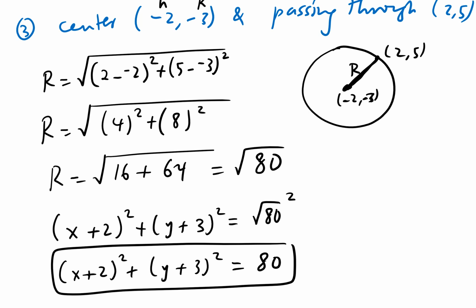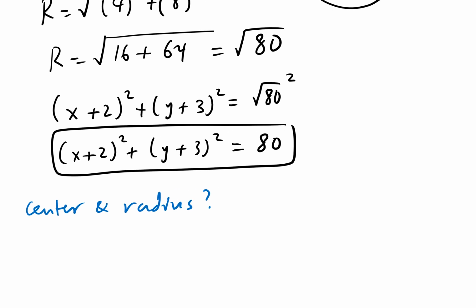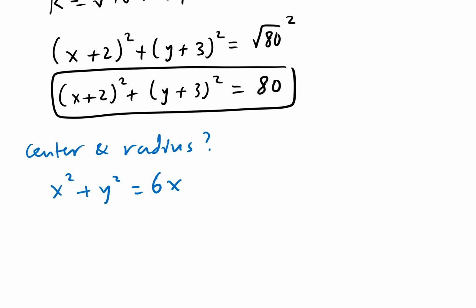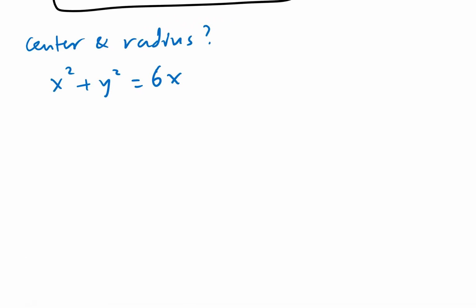Sometimes they ask us to find the center and radius, but they don't give us the equation in standard form. They give it in a slightly different form, say x squared plus y squared equals 6x. To find the center and radius, we need to group the x's together, the y's together, and the constants on the other side. There's 0 there. So here what we do is called completing the square.